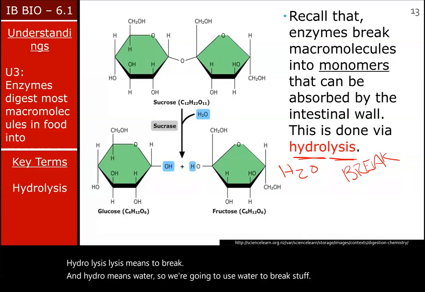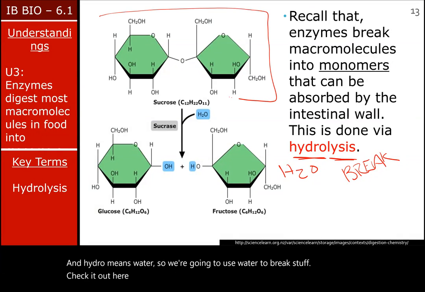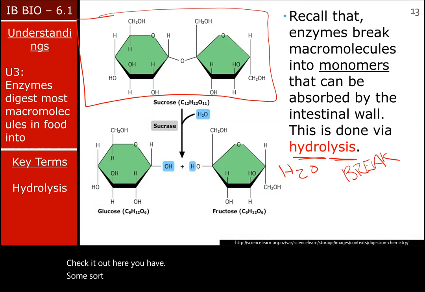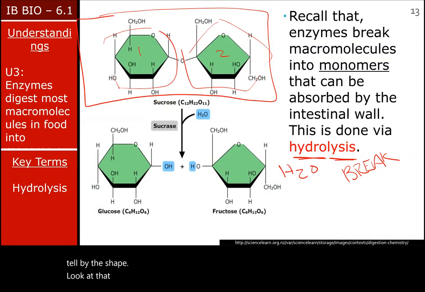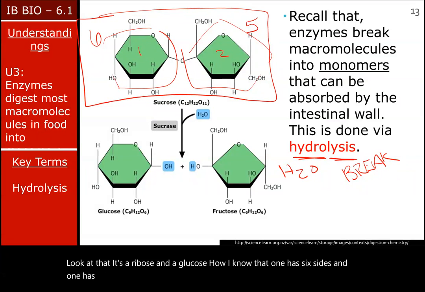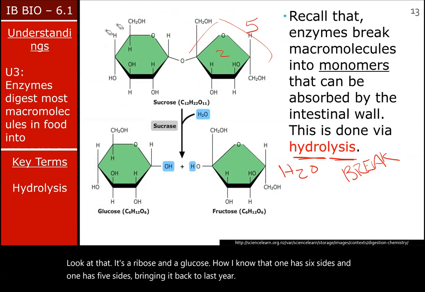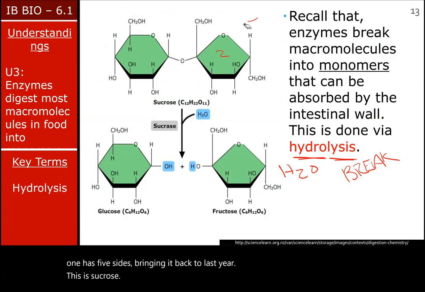Check it out. Here you have some sort of disaccharide. Di because it's got two monomers, 1, 2, and you can tell by the shape. Look at that. It's a ribose and a glucose. You know how I know that? One has 6 sides and one has 5 sides. Bringing it back to last year. This is sucrose, basically table sugar, right?